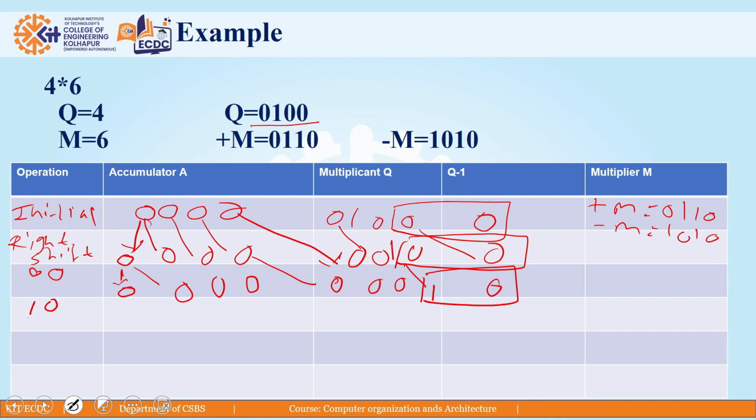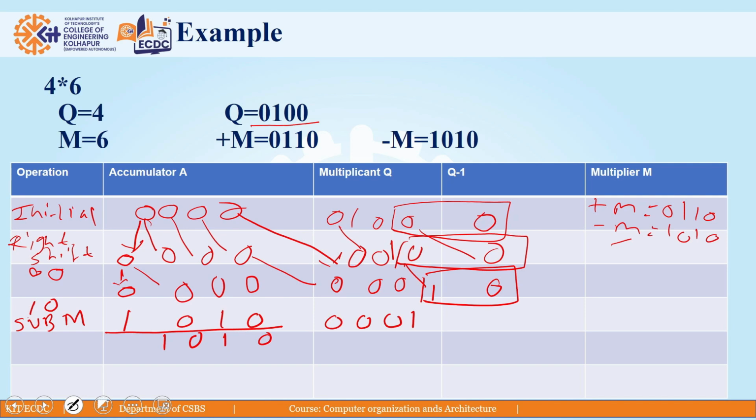So which operation are we doing now? Sub m. Now see here, what is the content of the accumulator now? 0 0 0 0. Sub m means you have to consider the minus m value. What is the minus m value? 1 0 1 0. Now the result is 0 1 0 1, right? So this is 1 0 1 0, and here the contents of the multiplicand are 0 0 1 1.